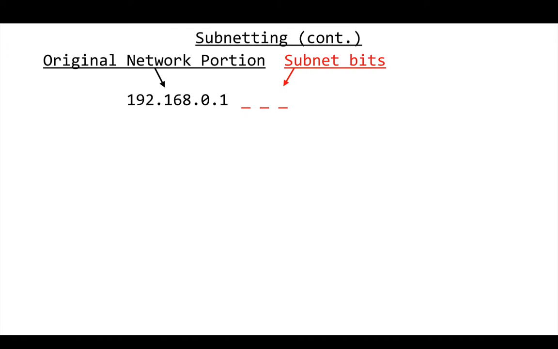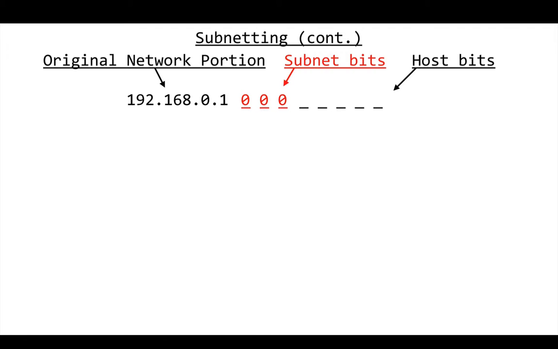Then what we need to do is borrow 3 bits, which I'm showing here in red, and that will now leave us with 5 host bits for each of the networks. Now, the way we get the subnets is by going through all the possible combinations of the 3 subnet bits.